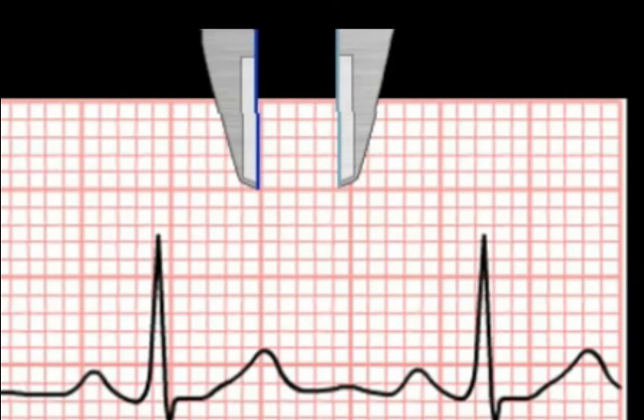And when I am now measuring this, I'm looking to see what the PR interval is. So here I have the beginning of the P wave, and I have the beginning of the QRS complex. So here you will see that I have 1, 2, 3, 4 small blocks. Recall, each one of these small blocks is worth 0.04 seconds of time.